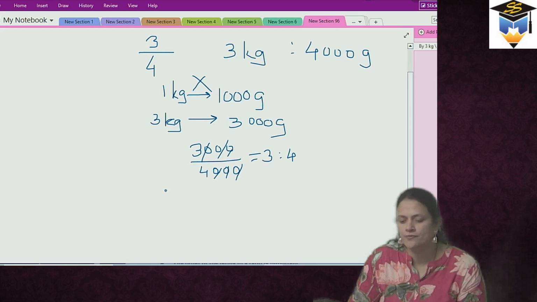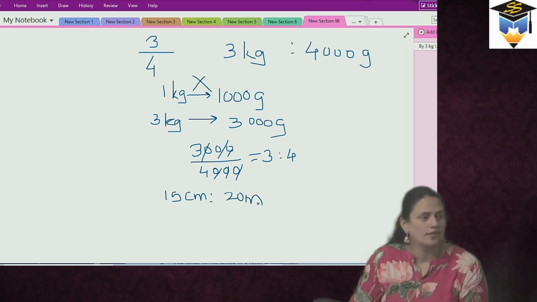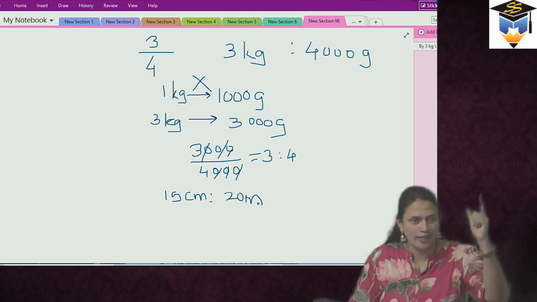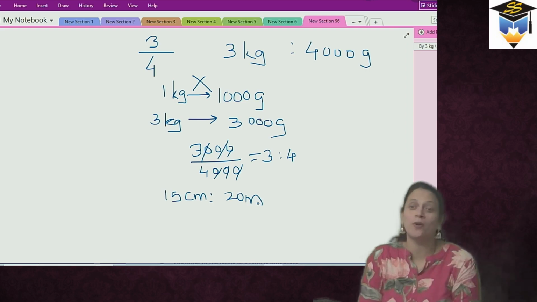So if I give you 15 centimeter का ratio find out करो, 15 centimeter to 20 meters. Can you please find it out for me, all of you? Give the heading as ratio, basic heading as ratio, and find out what is 15 centimeter to 20 meter.